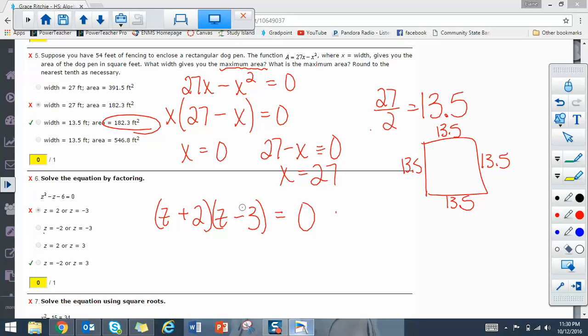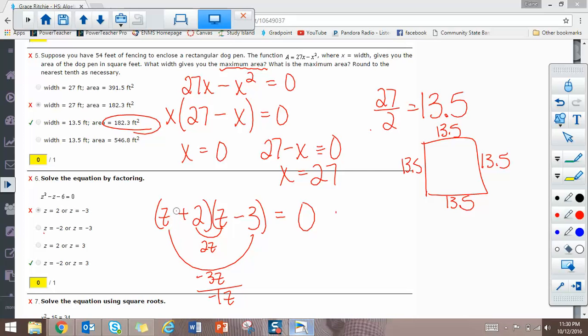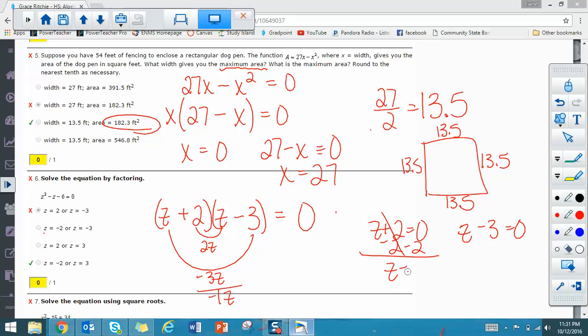Remember, the back two numbers are factors of 6. So when I add or multiply these together, I get 2z and negative 3z, and then adding those gives me negative 1z. So now I have it factored, and I need the solutions. So the solutions come from setting each set of parentheses equal to 0 and solving. So if I subtract 2 from both sides, I get z equals negative 2 for one answer. If I add 3 to both sides, I get z equals 3 for the second answer.